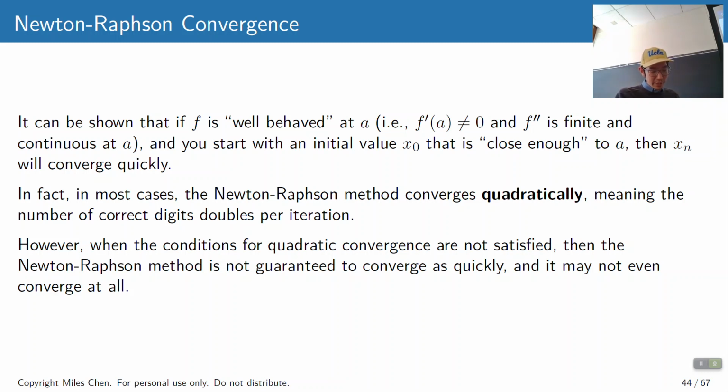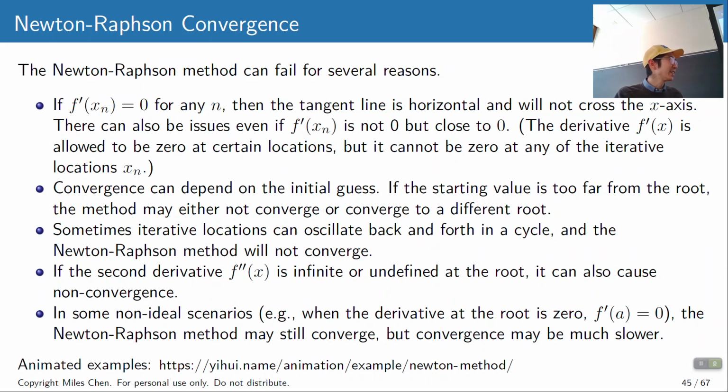All right, and then sometimes even if it does converge, it might not converge quickly after all. It's like all of these caveats and conditions, right? So here are some examples where the Newton-Raphson method will fail.